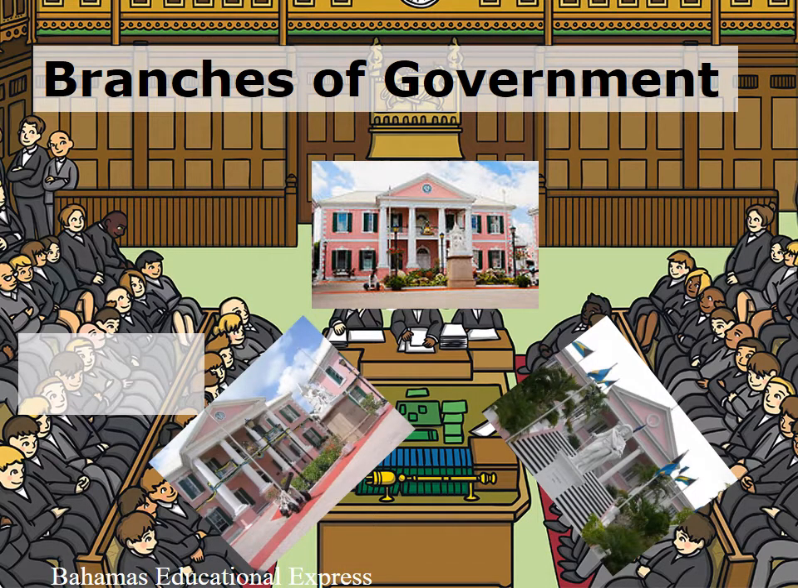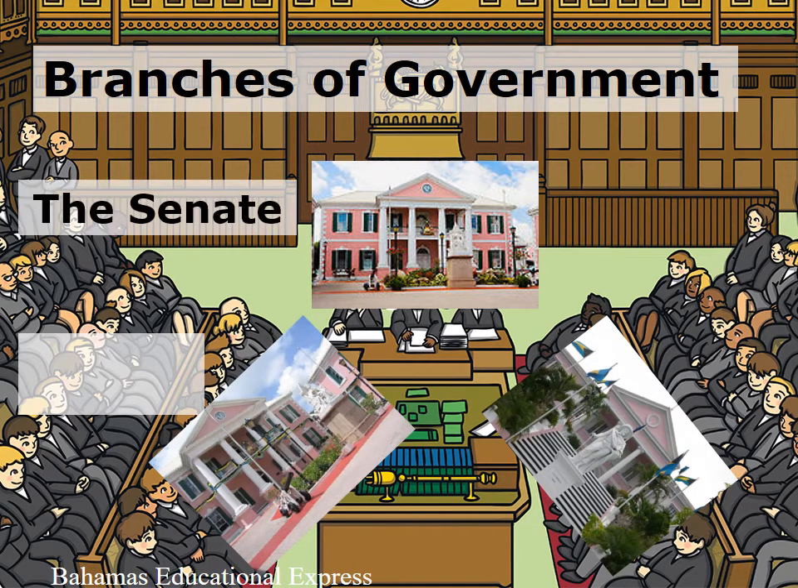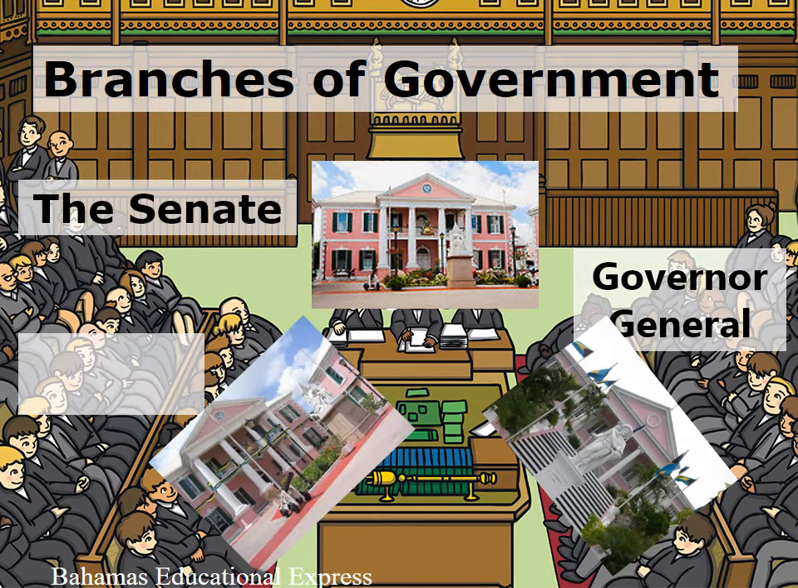We will start with the branches of government. Okay? So the first branch of government is the Senate. The senators are the first branch of government. The second branch of government will be the Governor General. And the third branch of government will be the House of Assembly. So the three branches of government: the Senate, Governor General, and the House of Assembly.